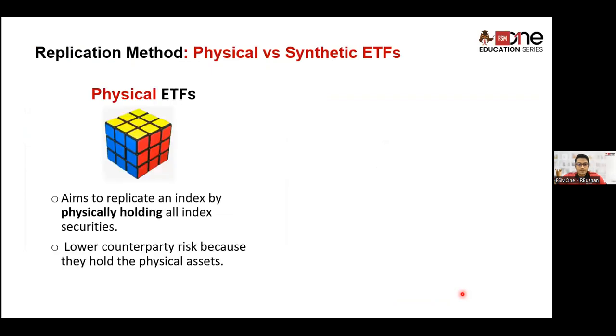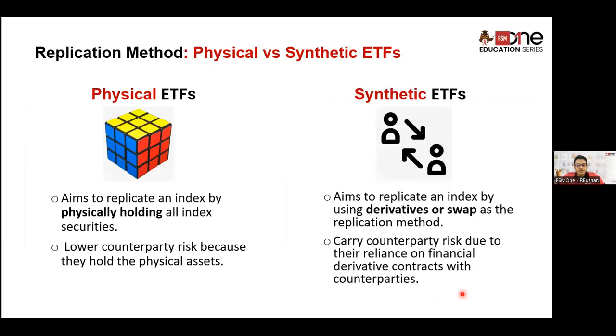Next one, replication method. Remember we have already established that an ETF replicates an index. So how do you actually do this? We know what they do. How do they do it? It could be either by physical replication, where the particular ETF physically holds all the securities under the index, or through synthetics. They could use derivatives and swaps. That means they are not actually holding the particular asset that they say they're replicating.